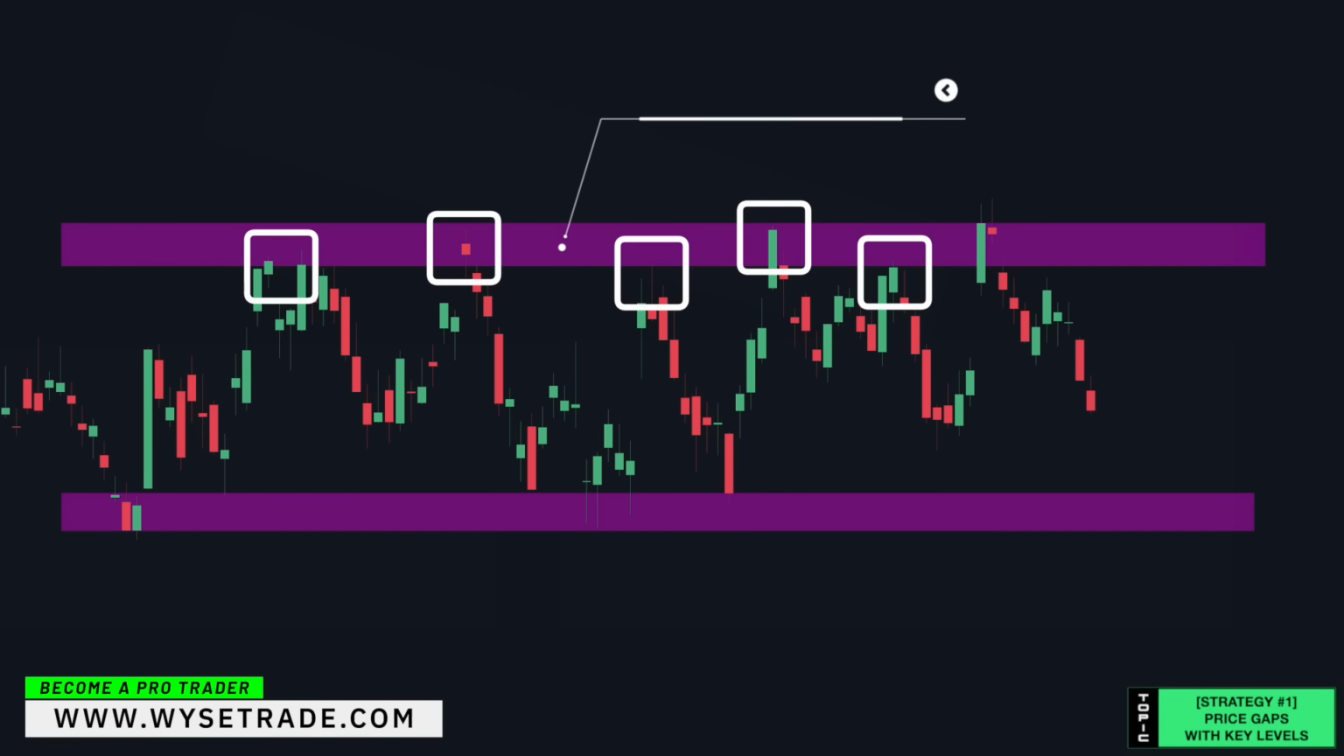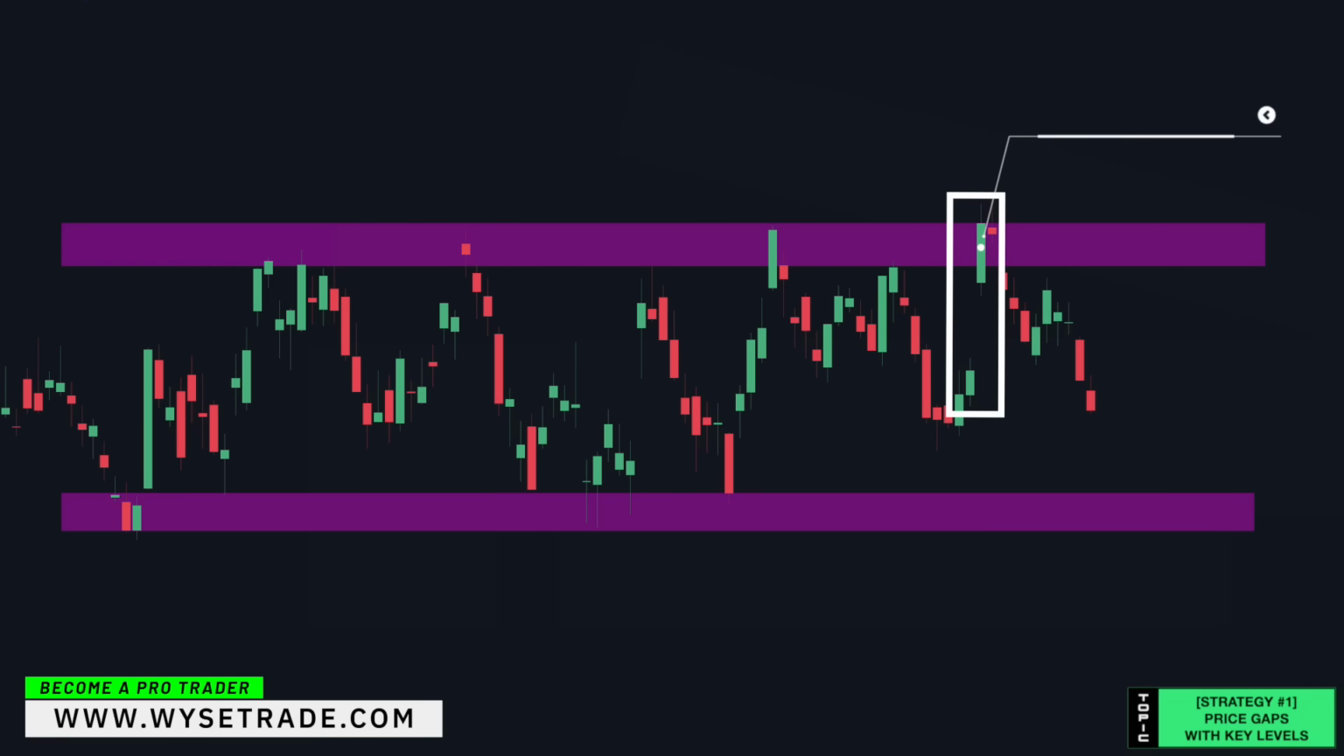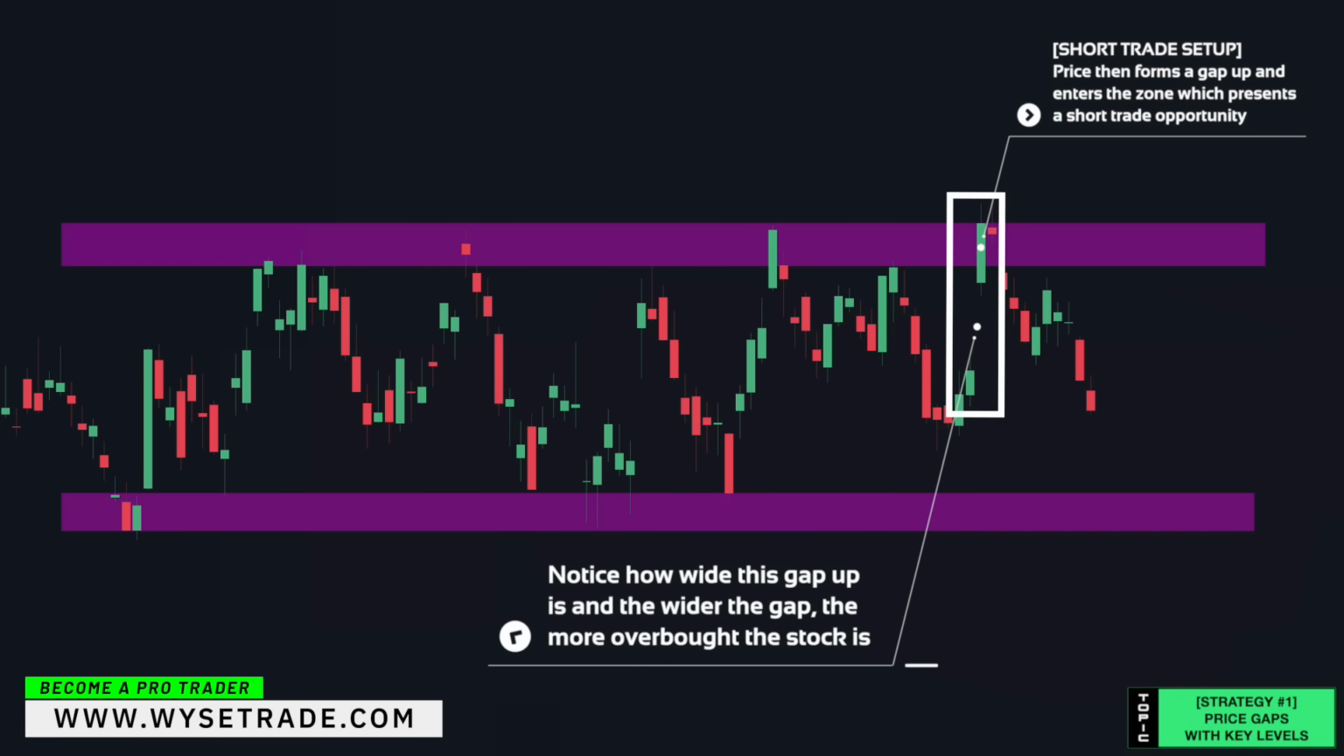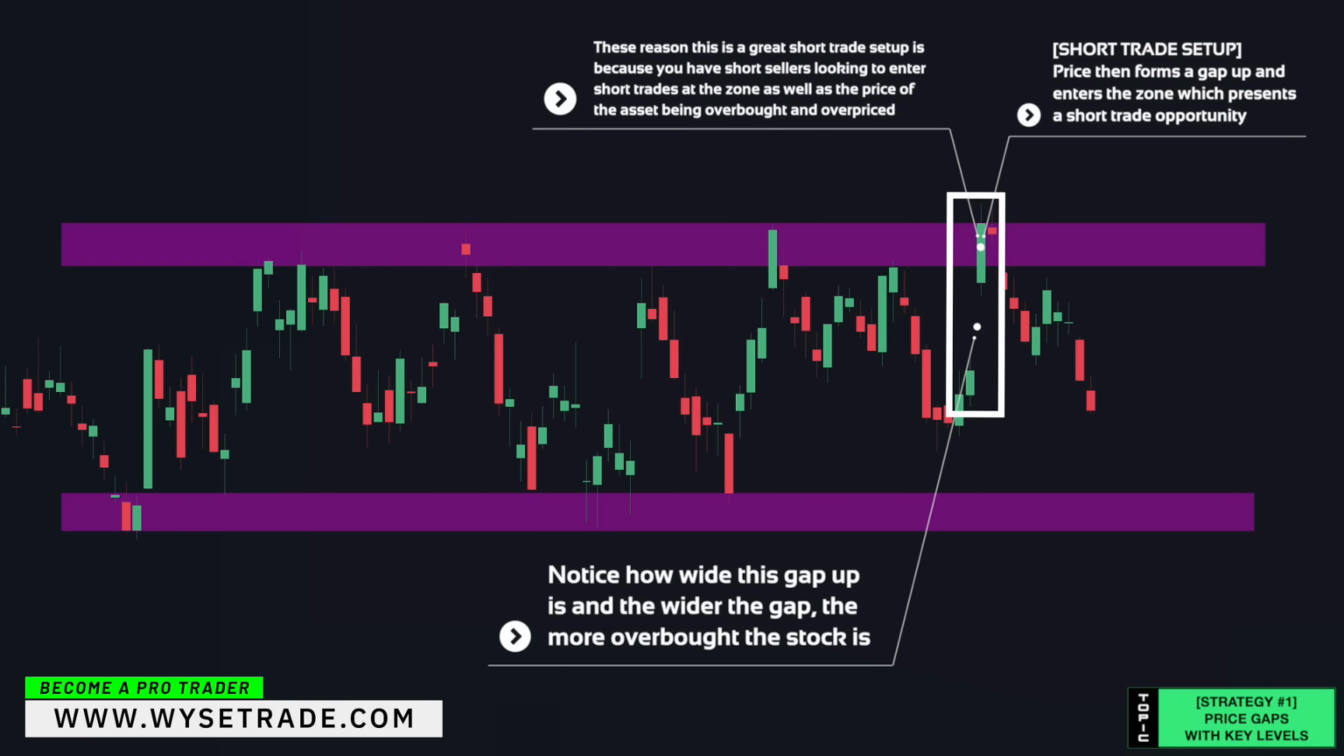These reversal points give you your key resistance zone. Price then forms a gap up and enters the zone, which presents a short trade setup. Notice how wide this gap up is, and the wider the gap, the more overbought the stock is. The reason this is a great short trade setup is because you have short sellers looking to enter short trades at the zone, as well as the price of the stock being overbought and overpriced. As always, you need to look for an intraday trend change confirmation before taking a short entry.